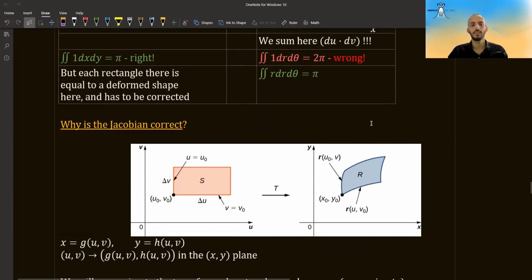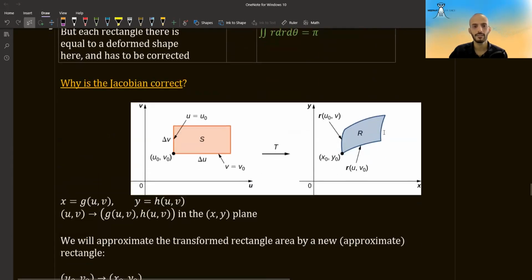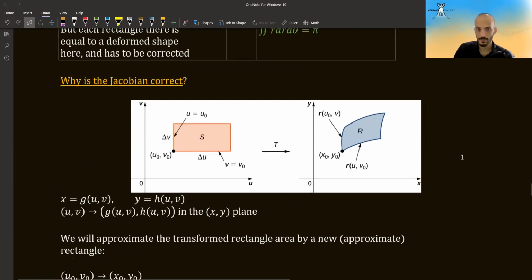Now I'm going to go into more detail about why this Jacobian is correct. Why is the Jacobian capturing how much deformation happened to our little rectangles in the r theta or in the uv plane, where we actually do the summation, the integral? Okay, so if I already convinced you that we are moving from rectangles via reverse transformation to this deformed shape, then let's see why the Jacobian captures this new deformed shape.